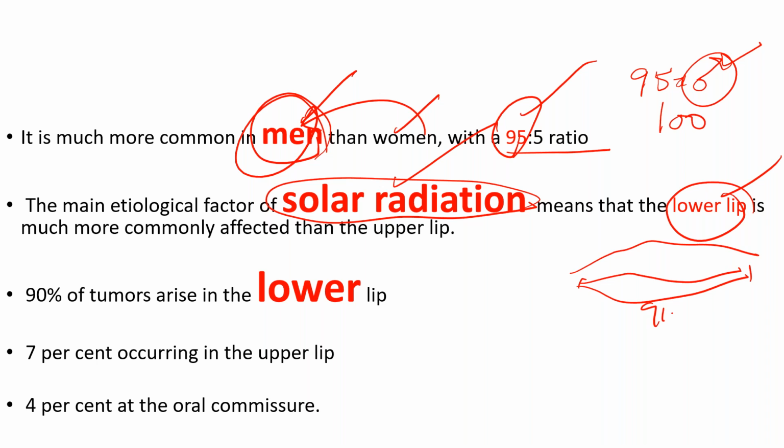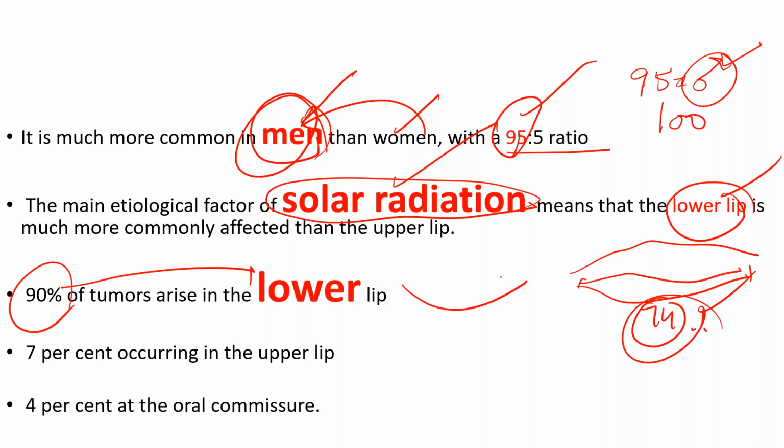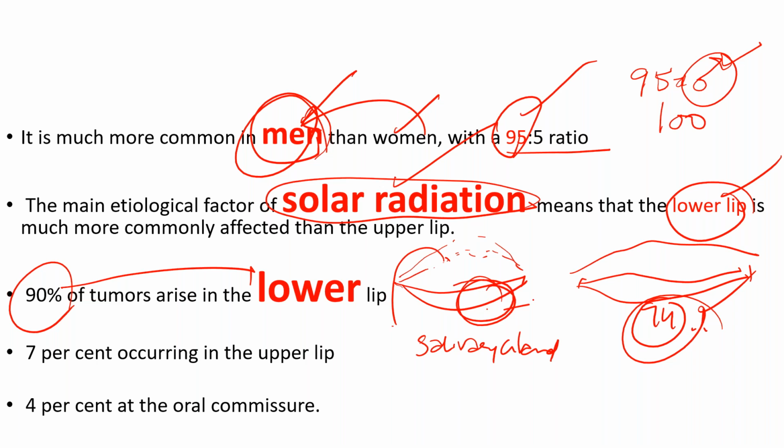Almost 90% of the tumors occur in the lower lip. So the lower lip is very important, not the upper lip. Upper lip is less common, as you could see. In the upper lip, salivary gland tumors are more common. But in the lower lip, squamous cell carcinomas are more common.